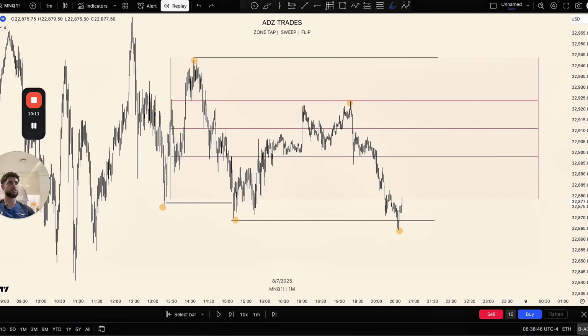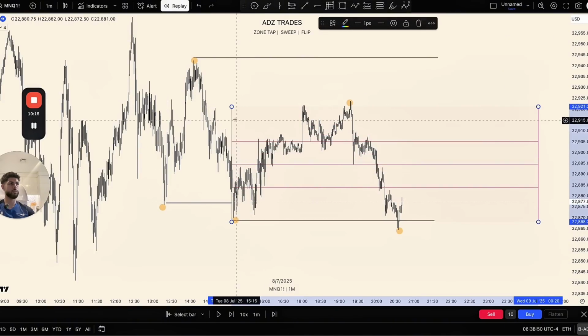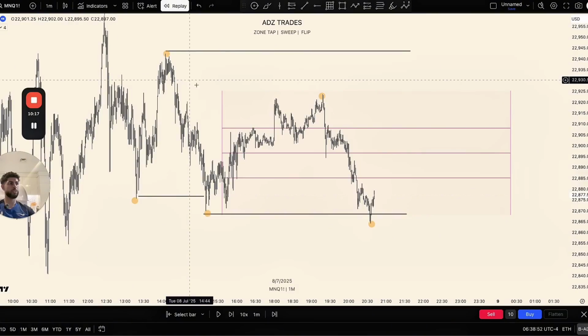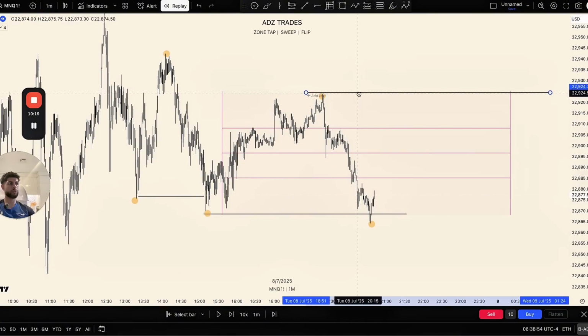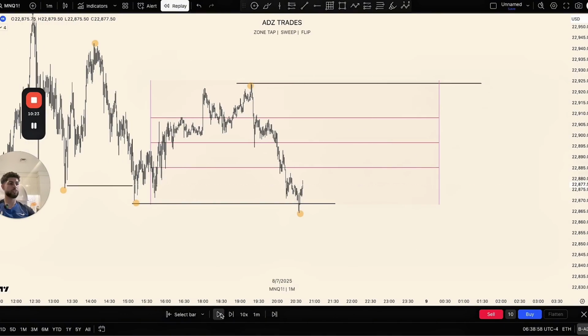How do we see this now? Boom. We draw a zone from here. According to structure, price should now not come above here. It's our new protected high. We should respect this and we should start moving lower. Let's see if we do that. Okay, nice. We do that.